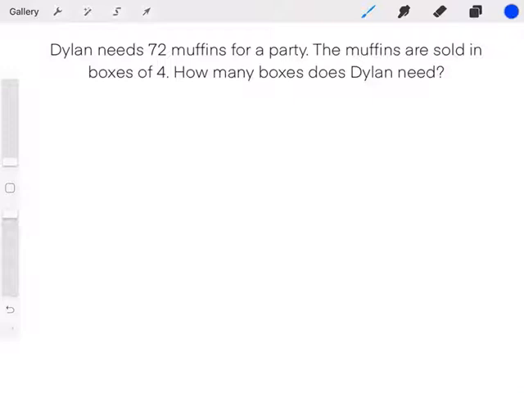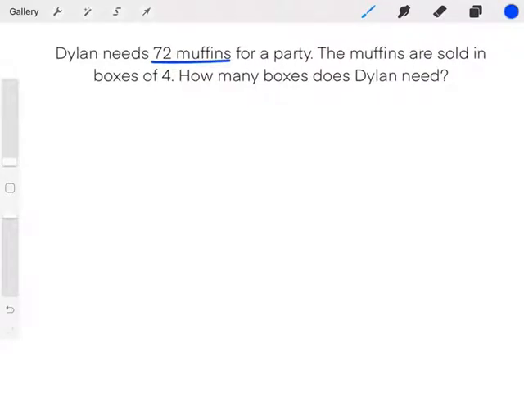So first we have to ask ourselves, what do we know? What information is this problem giving us to help us solve? So we know that Dylan needs 72 muffins for a party. And when he goes to buy them, they are sold in boxes of 4. So what we need to find out is how many boxes Dylan needs to get enough muffins for his party.